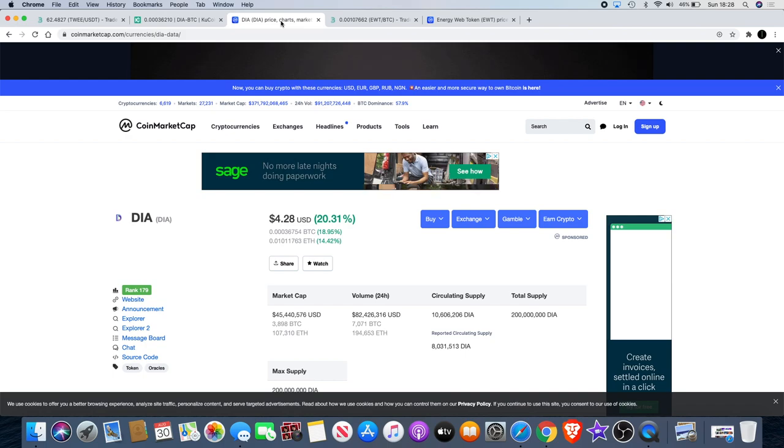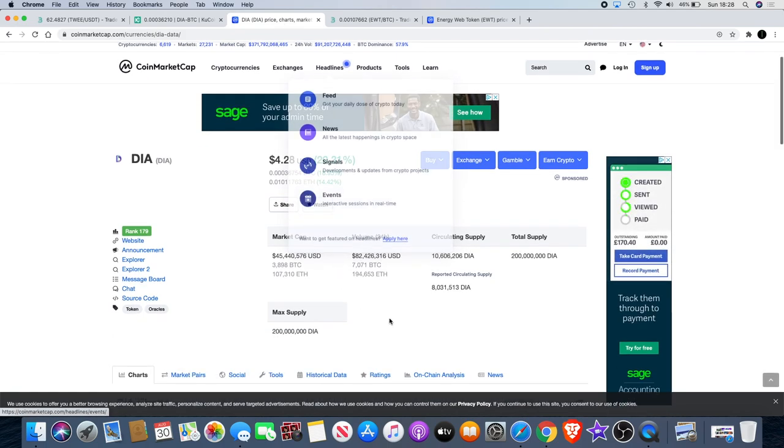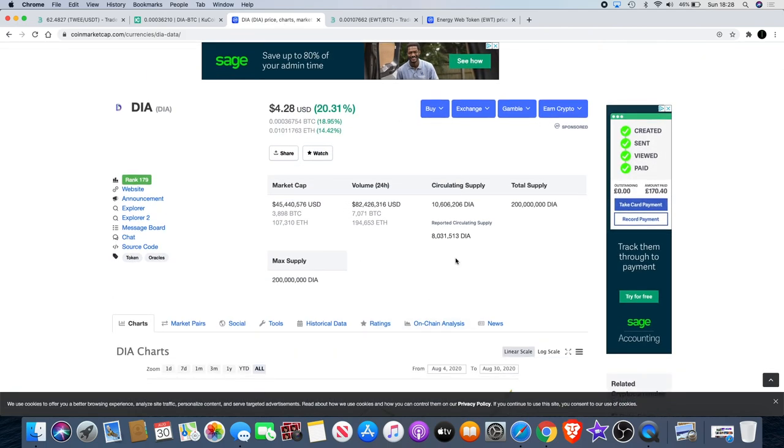Let's have a look at the market cap. Currently sitting at 45 million. So obviously it's grown, and there's potential for this to capture at least 100 million, guys. Come on. I mean, 100, 200 million wouldn't be too far-fetched for DIA. If it did get into the billions, you're seeing massive price increases from here.